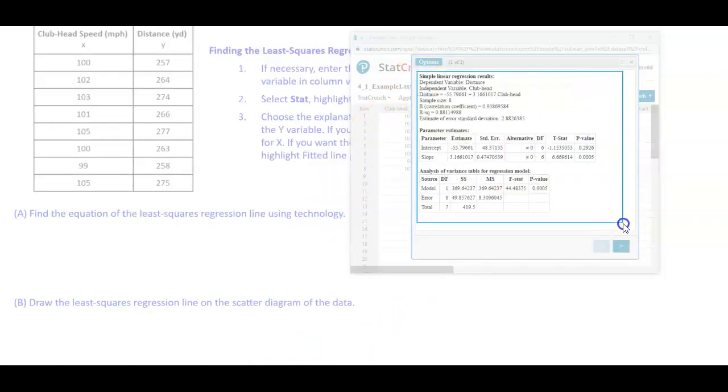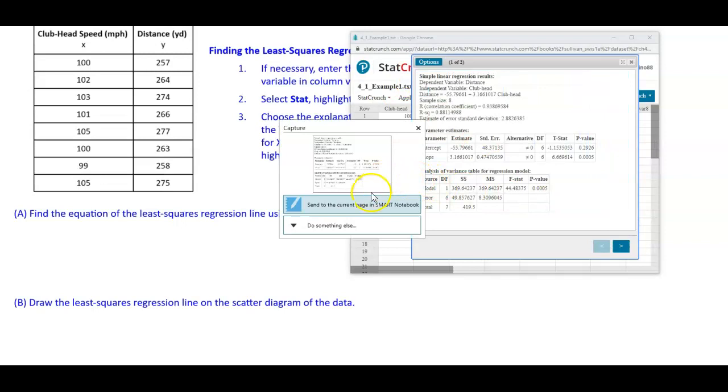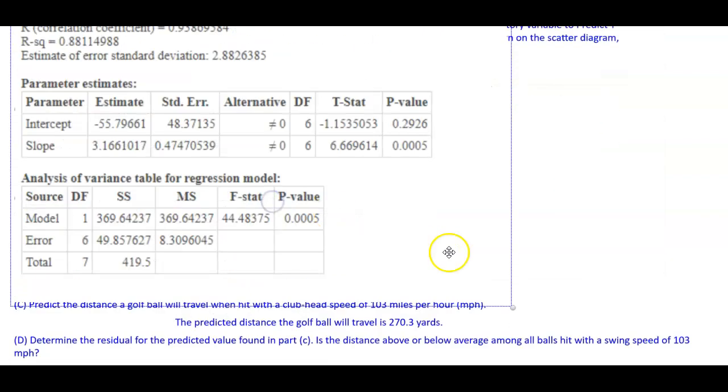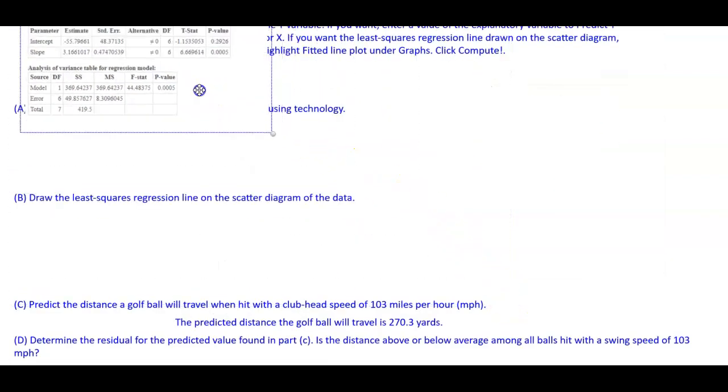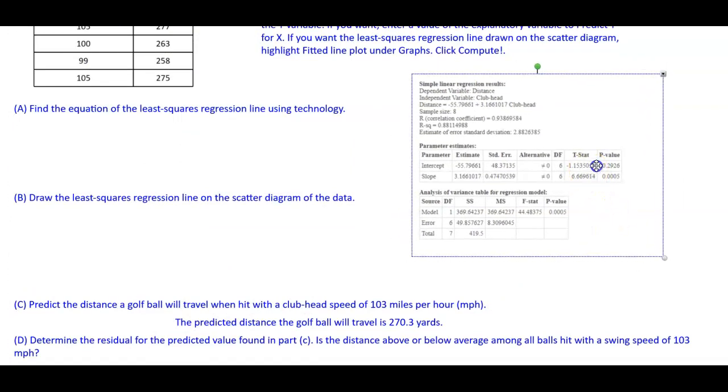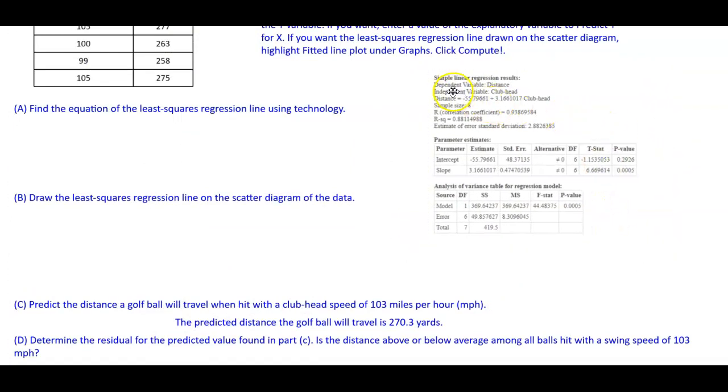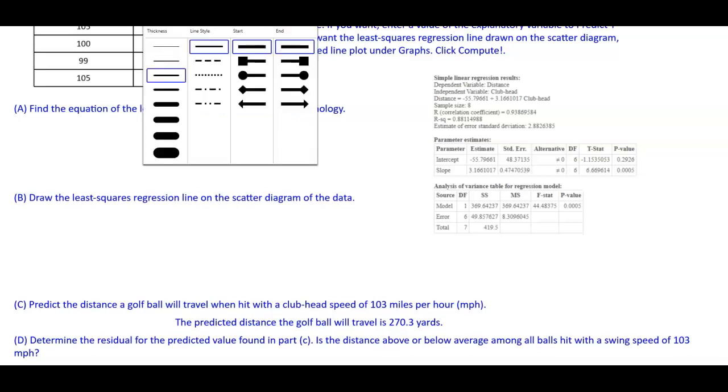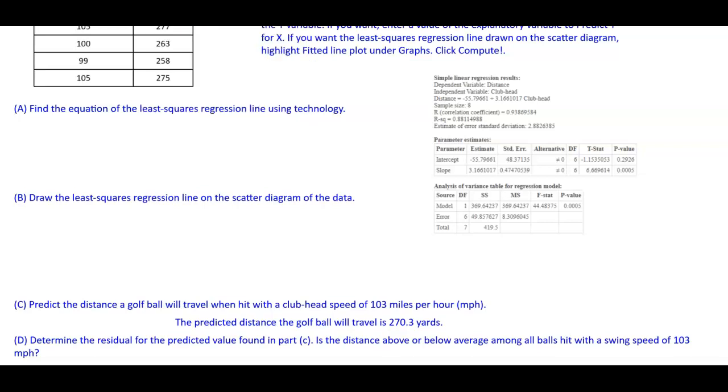Okay, so let's go ahead and copy this information here. Now we want to analyze this information before we go any further. Up here at the top, we have the dependent variable, which is distance, and the independent variable, which is club head. You want to make note of what those represent. Remember, the club head is the x variable, and distance represents the y variable.